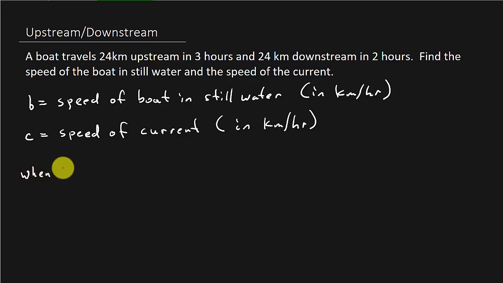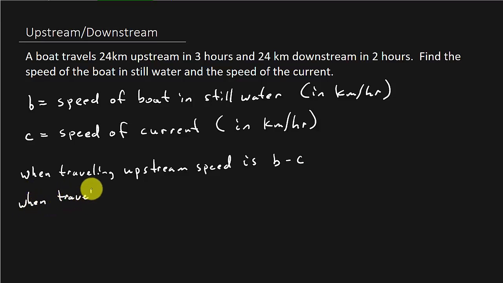All right. So when traveling upstream, the speed of the boat is what? Well, it's the speed of the boat minus the current, because you're going into the current. And then when traveling downstream, the speed of the boat would be what? And yes, you probably guessed it. B plus C, the speed of the boat plus the current.